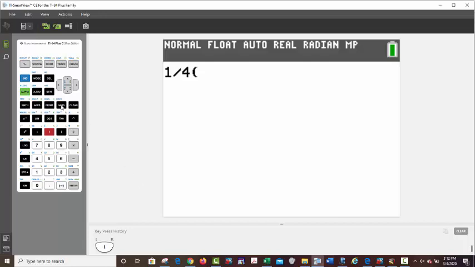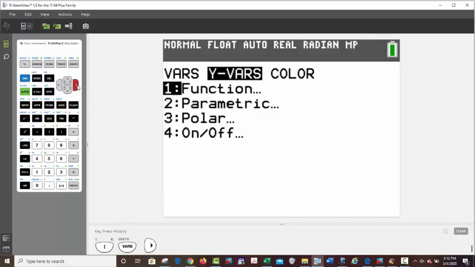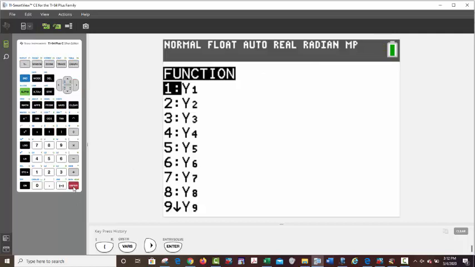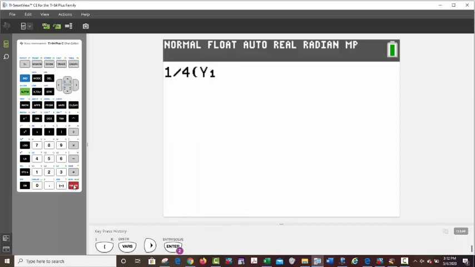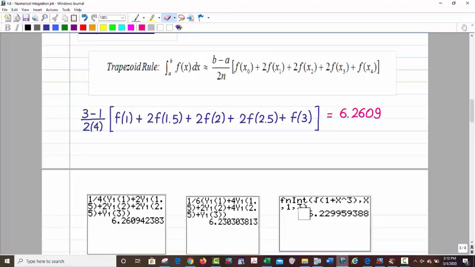If you go VARS, Y-VARS, function, and our function's in Y1, so obviously if you had it somewhere else, you pick whatever it is. In this case, ours is Y1, then you put parentheses. Oh, I didn't mean to put 2 of them, sorry about that. And our first one's going to be 1. I close the parentheses, so Y1 of 1 is the same thing as f of 1. It's this. So these are the function values.